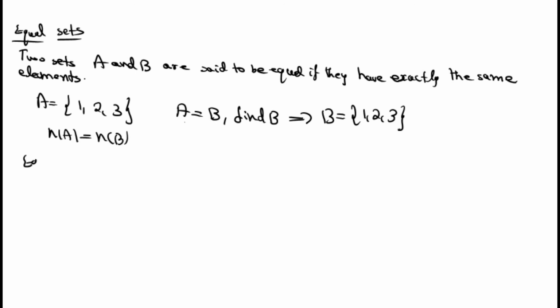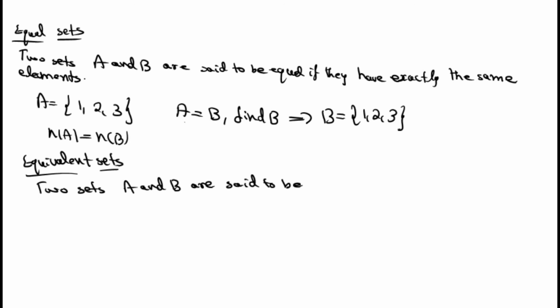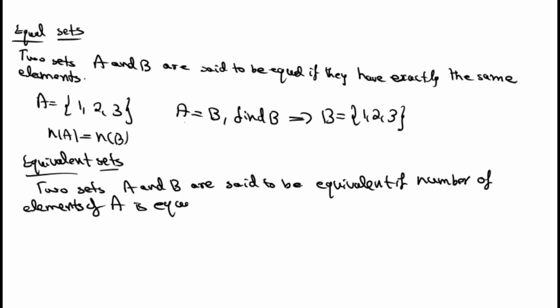Okay, next is equivalent sets. See, two sets A and B are said to be equivalent if the number of elements of A is equal to the number of elements of B. Okay, here they may have exactly the same elements or they may not have exactly the same elements, but if the number of elements in set A is equal to the number of elements in set B, then we call those two sets equivalent sets.